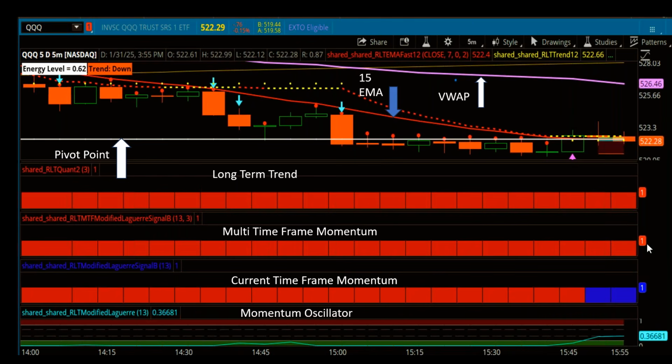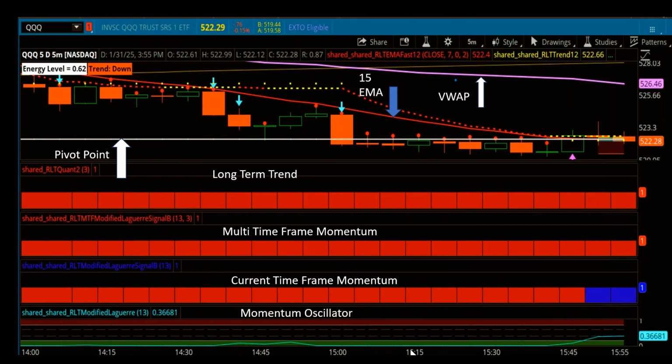This is a multi-time frame momentum. This is looking at the momentum on 3 different time frames. This is the current time frame momentum. We're looking at a 5-minute chart, so this is for the 5 minutes. This is the 5, the 15, and the 45, which you see are all in red at this point. But you notice that on this current time frame momentum right here, it just shifted from red to blue. The color system is red and yellow are short, blue and green are long.